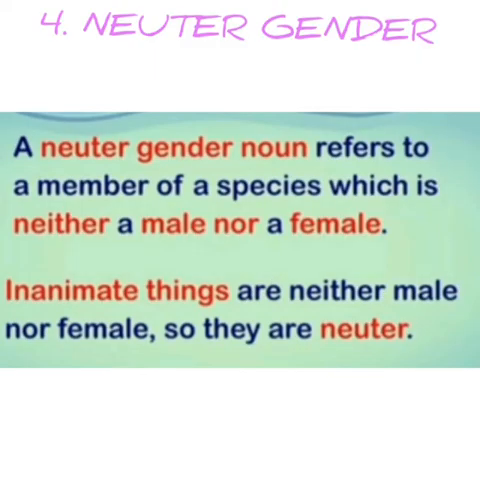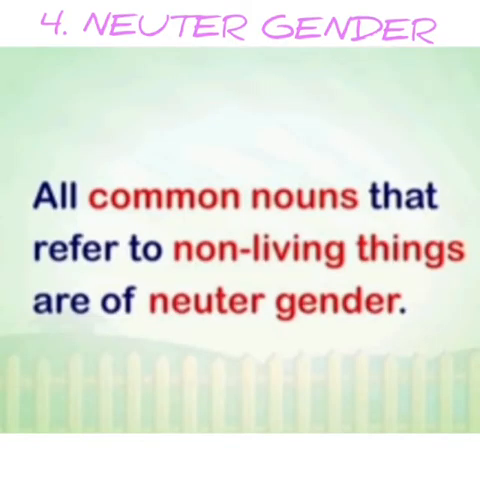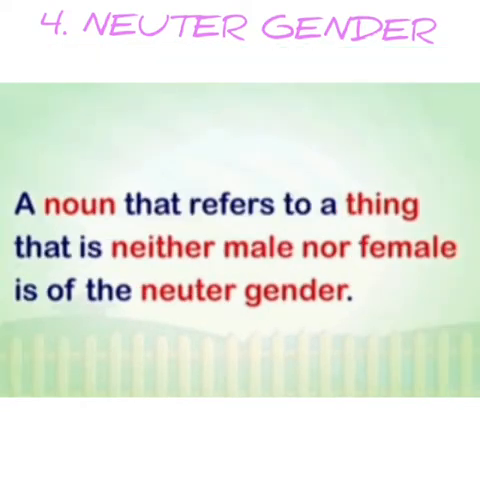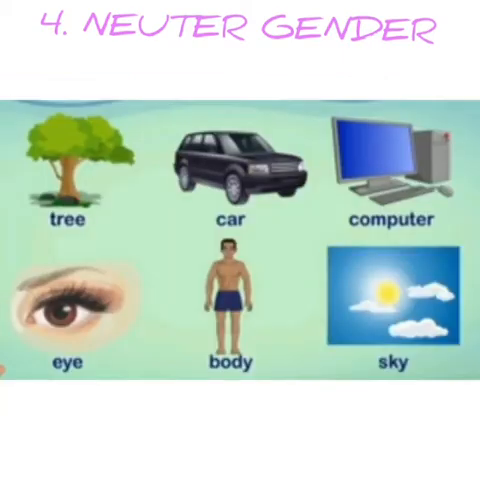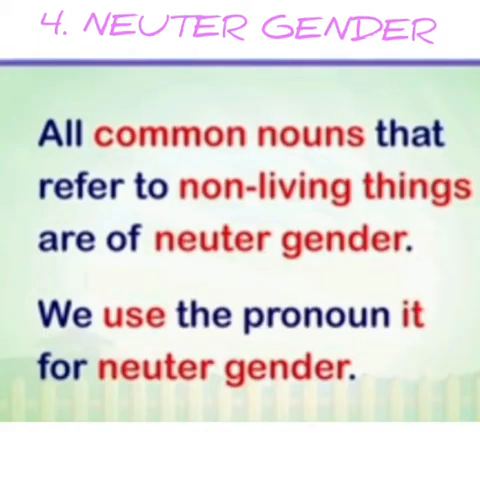Now the fourth is neuter gender. Now all common nouns that refer to non-living things, they are of neuter gender. So a noun that refers to a thing that is neither male nor female is of neuter gender. For example, tree, car, computer, eye, body, sky, pillow, and so on. Since all common nouns that refer to non-living things are of neuter gender, we use the pronoun it for neuter gender. For example, it is my pillow.